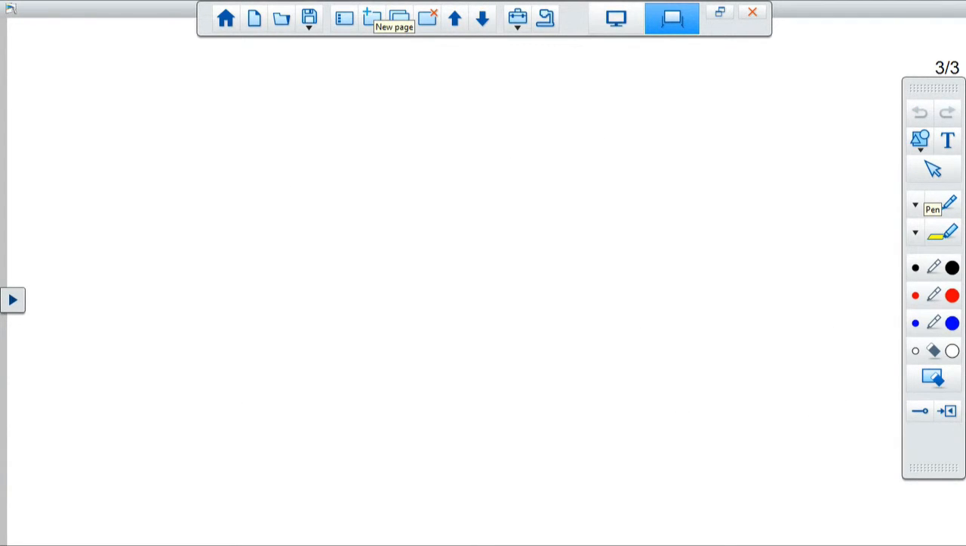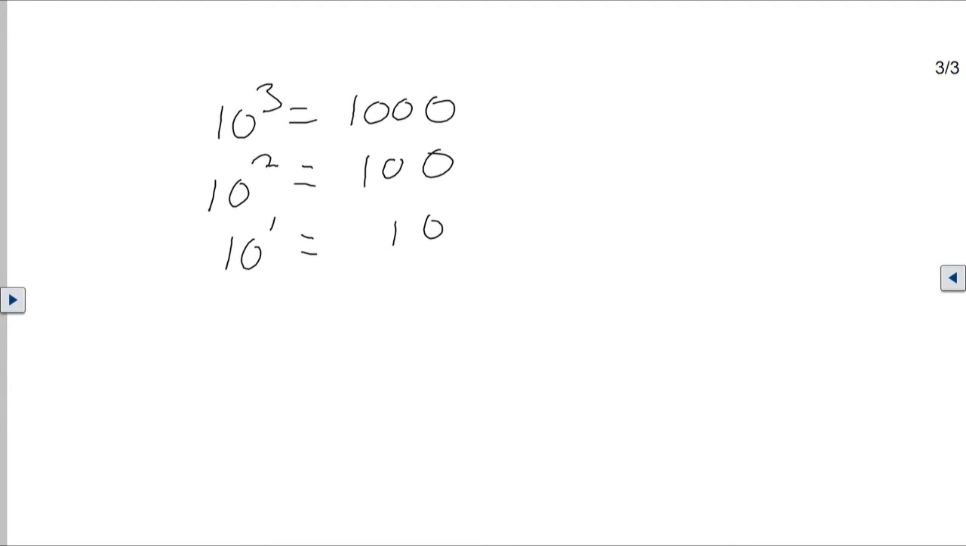Now, there's some other patterns that happen with exponents. Let's take, for example, when we have a base of 10. 10 to the third power, that's 10 times 10 times 10. That's 1,000. 10 to the second power, 10 times 10, is 100. 10 to the first power is just 10.